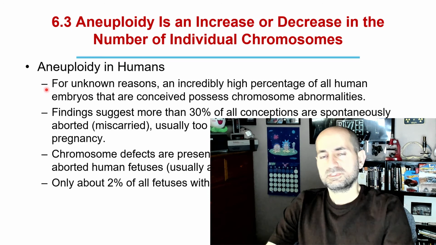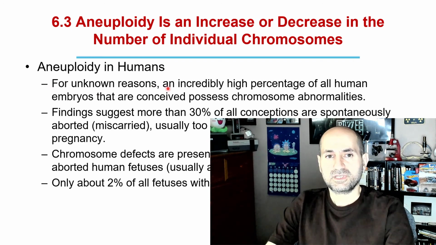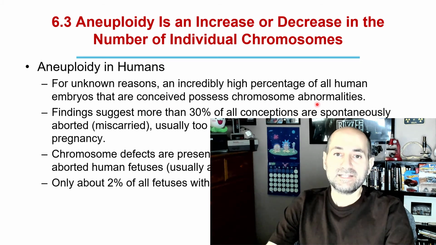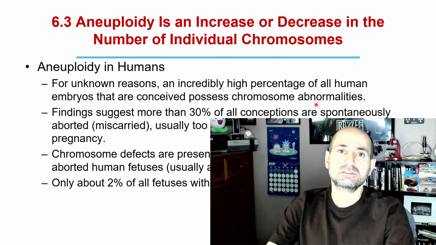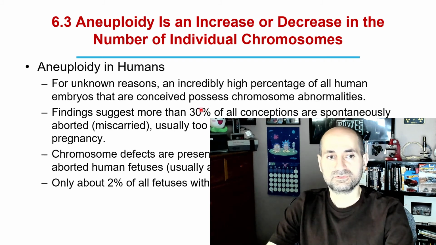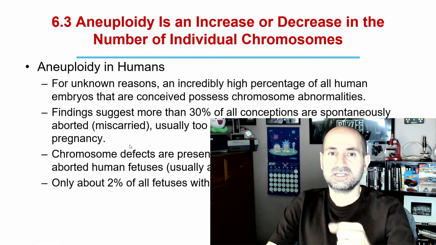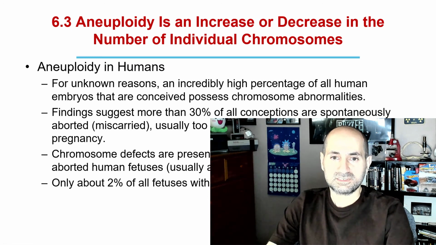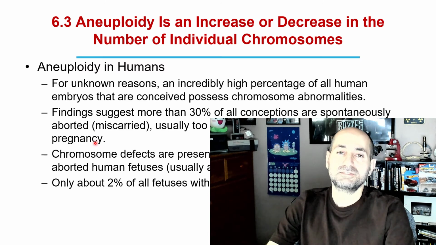Now, in humans, it's really fascinating because for unknown reasons, there's a really high percent chance that humans will conceive a child with chromosome abnormalities. You'll have aneuploidy in a remarkably high percentage of conceptions. Findings suggest about 30% of all conceptions are spontaneously aborted or miscarried, and that's usually due to these aneuploidy events, and usually too early in development to even be aware of pregnancy.